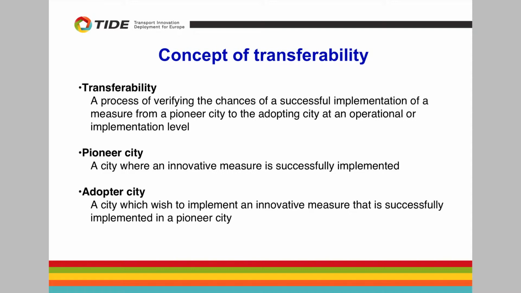So, again, this is not an Oxford English Dictionary definition of transferability, but it's one that's, I think, reasonable here. Process of verifying the chances of successful implementation of a measure. Again, we have this thing about pioneers and adopter cities at an operational or implementation level. Of course, in this process, you might decide the measure's not transferable. That is quite a possible outcome. So let's not say that when you apply this, you'll automatically get a big green light that it is transferable. It depends on the context and the outcome.